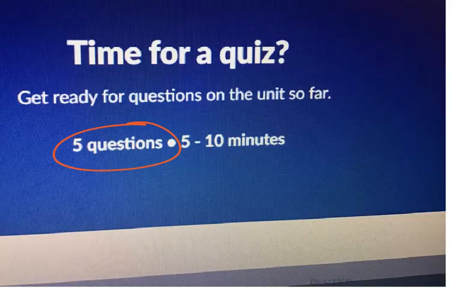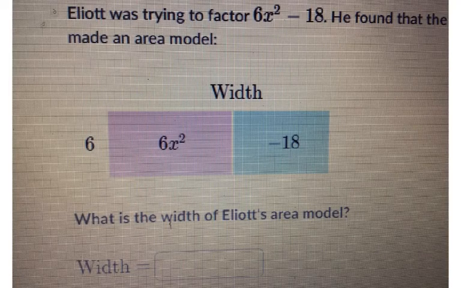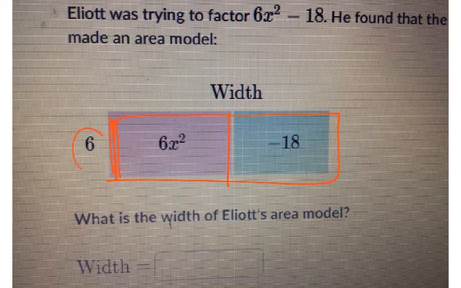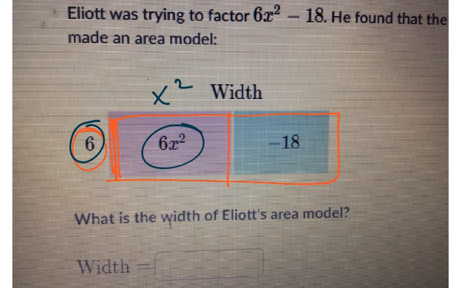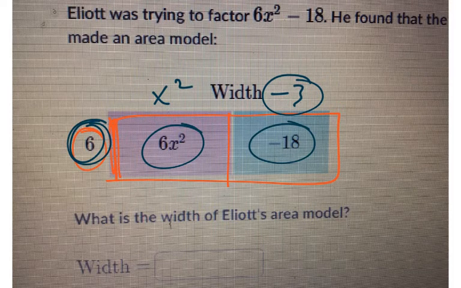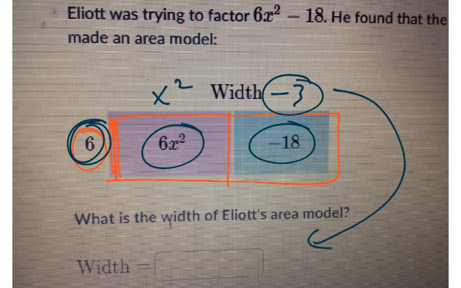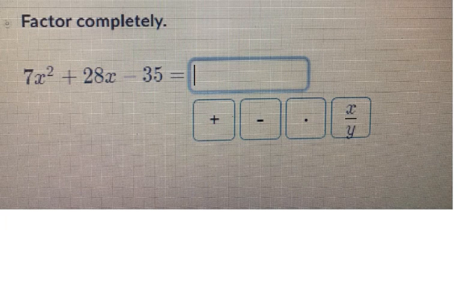Let's see what question 1 is for me. We got an area model problem, right? This is basically the long, skinny rectangle I always talked about. And we know that this left side is 6. So does everyone agree? If I do x squared times 6, I get 6x squared. If I do minus 3 times 6, I get minus 18. So this is what you type in for the width of your rectangle: x squared minus 3. Okay, let's try the next one.